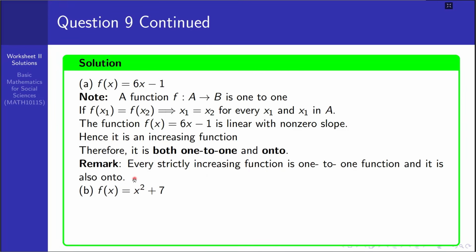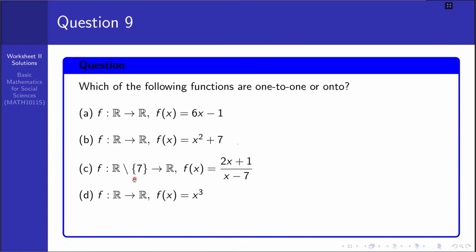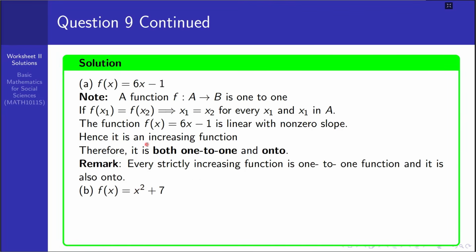Next one, that's part b, f of x equal to x squared plus 7 is given. So we have to check whether this is one-to-one and onto. f of x is defined from R to R. This function is not one-to-one. Why? Because, for example, if you take -2 and +2, or -1 and +1, f of -1 and f of 1 are the same, that's simply 8.